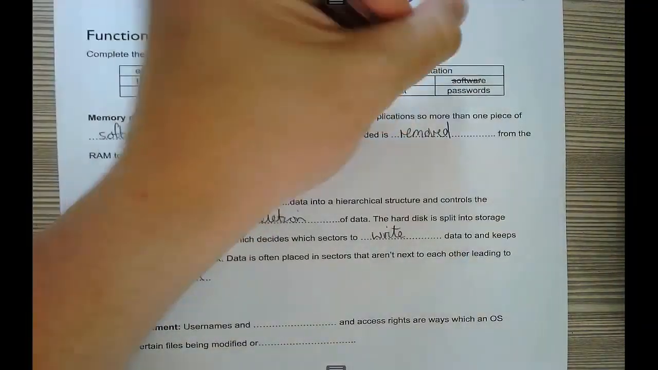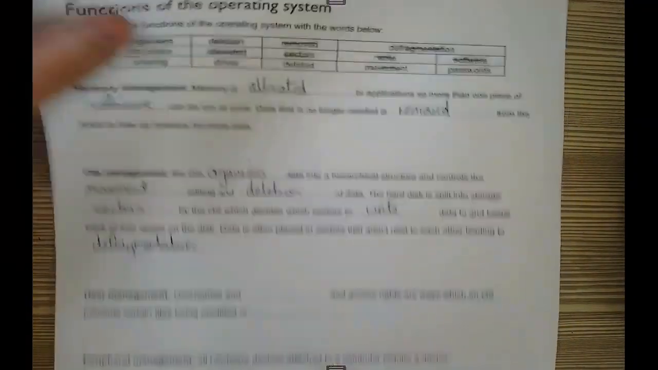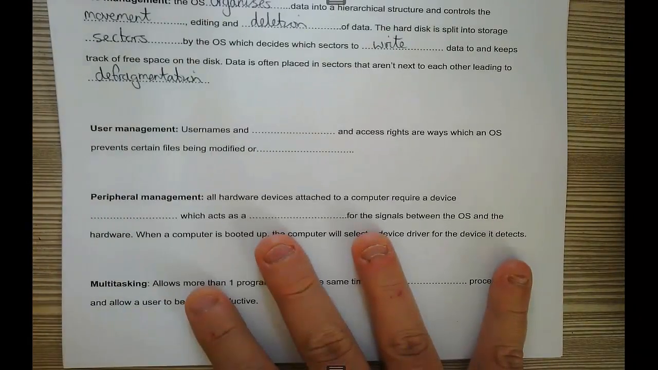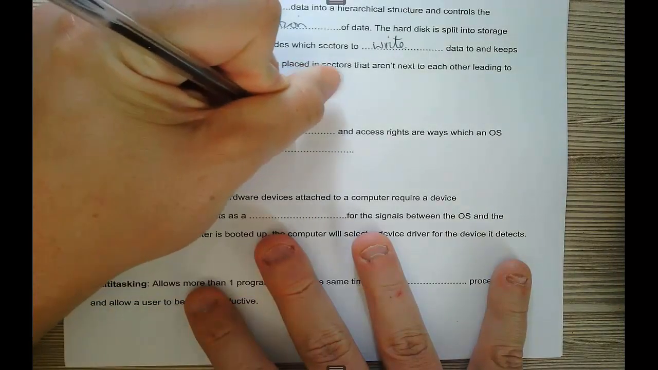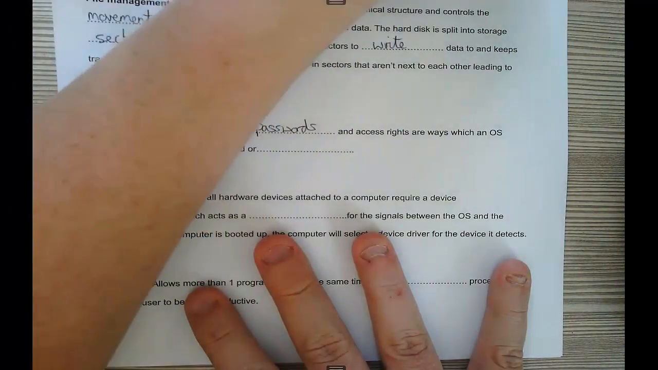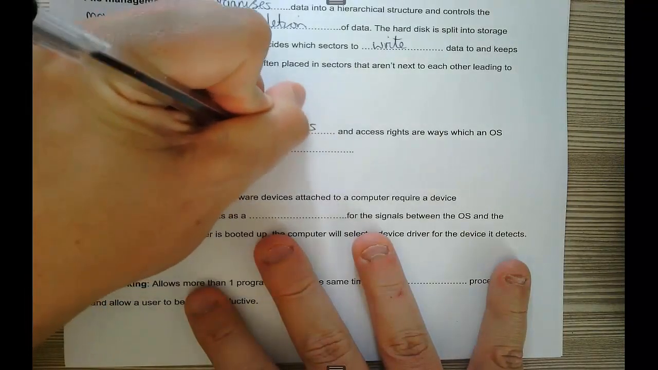Okay, moving on then. So the third function of the operating system is user management. So usernames and passwords and access rights are ways which an operating system prevents certain files being modified or deleted.